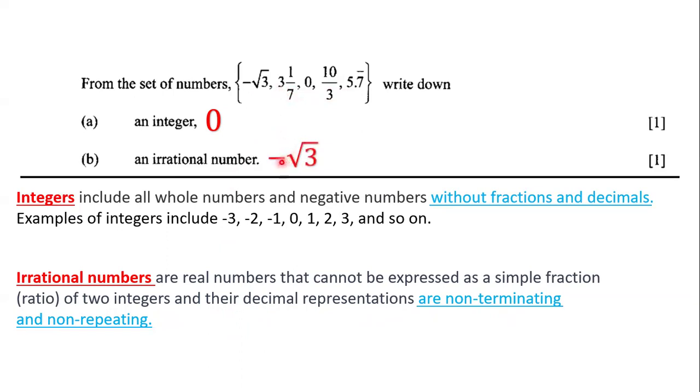The irrational number here is negative square root 3. And the reason why this is irrational is because if you take negative square root of 3 and you express it in terms of a decimal, you get negative 1.7320508088 and continuing. So it never ends, right? And it doesn't follow a consistent pattern. And so that's why negative square root 3 is an irrational number. And that's the answer to our question.